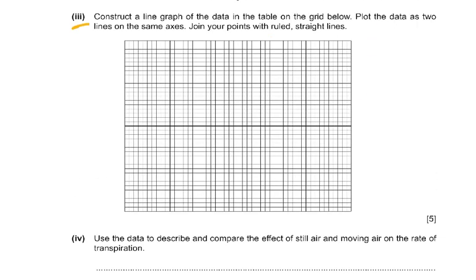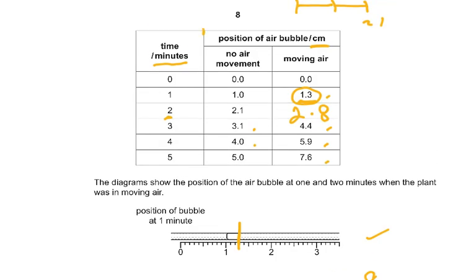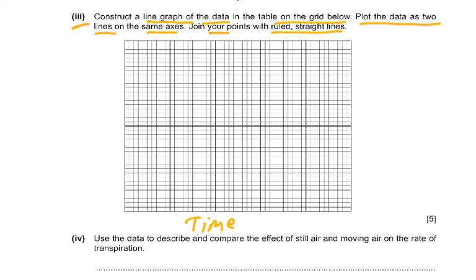Now at part 3, construct a line graph of the data in the table on the grid below. Plot the data as two lines on the same axis. Join your points with ruled straight lines. Now of course here comes the labeling part. Time should be on the x-axis. Why? Because what have I told you previously is that in the table, the first column is always the independent variable, and this is always plotted on the x-axis. It is the independent variable. So time slash minutes, that is what you write.